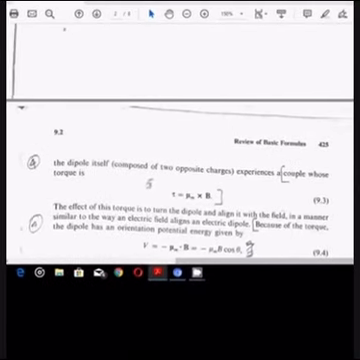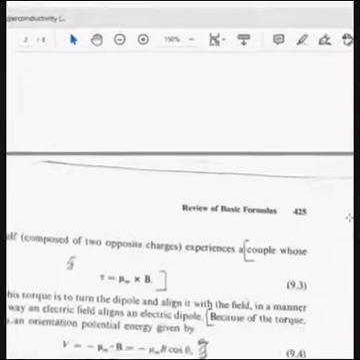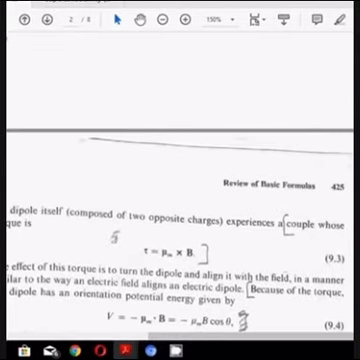The effect of this torque is to turn the dipole and align it with the field in a manner similar to the way an electric field aligns an electric dipole. Because of this torque, the dipole will possess an orientational potential energy given by the formula V is equal to minus mu m dot B. So this is the dot product. It is the same formula we used for the electrical potential energy of an electric dipole in an electric field.